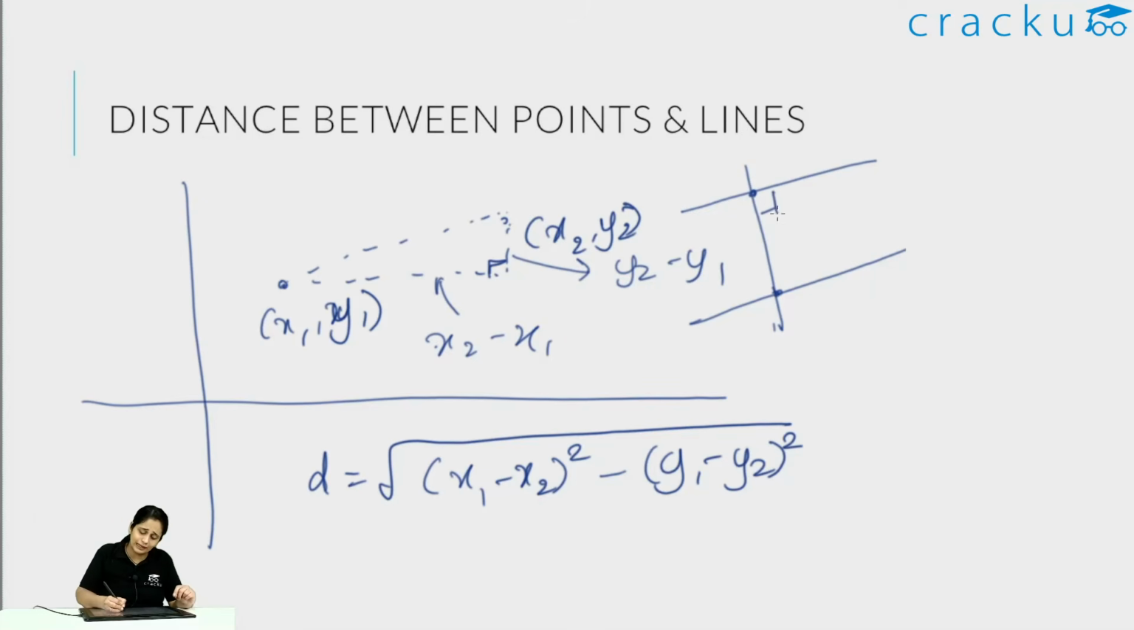And that line has to be perpendicular to both. That way you can find out what is the distance between the parallel lines. But there is a quick shortcut formula to actually finding out the length of distance between 2 parallel lines, which is basically given by this particular shortcut formula.